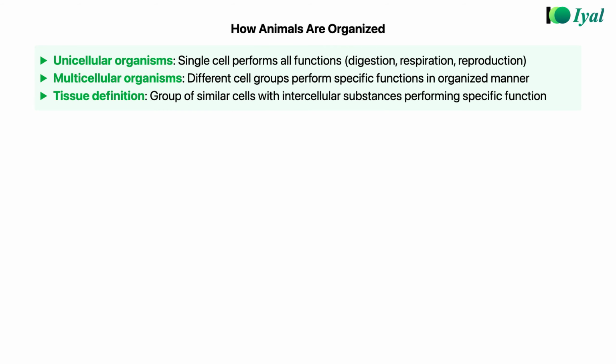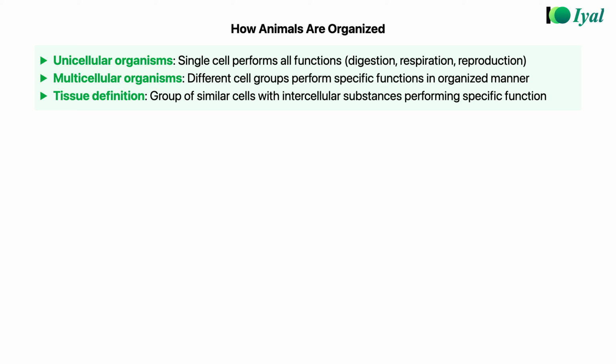Let's start by understanding how life organizes itself. In single-celled organisms, one cell does absolutely everything. It digests food, breathes, and reproduces all on its own. But when you move to multicellular animals like us, or frogs, things get much more sophisticated. Different groups of cells specialize and work together in a really organized way.